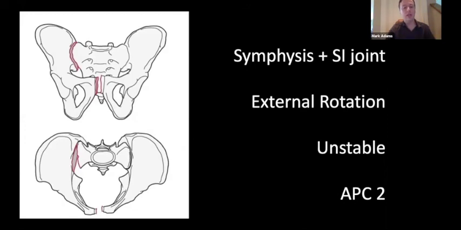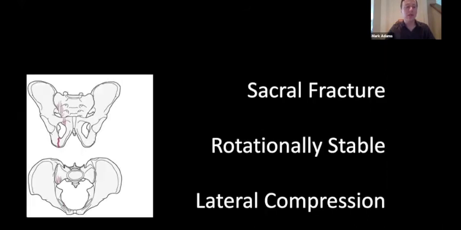Here, the injury extends to the sacroiliac joint, hinging on the posterior ligaments, and the hemipelvis is unstable in external rotation. This is consistent with an APC 2. This sacral fracture is anterior and incomplete, accompanied by an anterior ring injury. This category is rotationally stable and would correspond with an LC1.